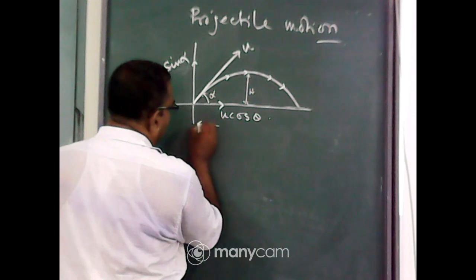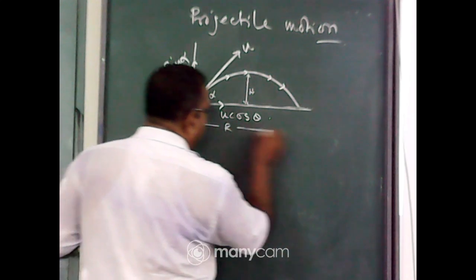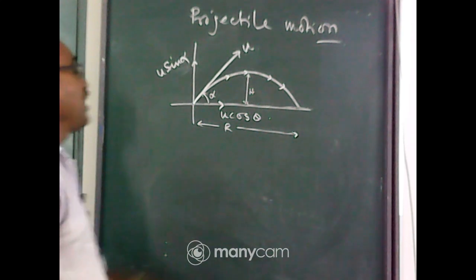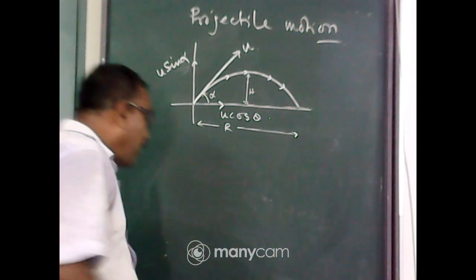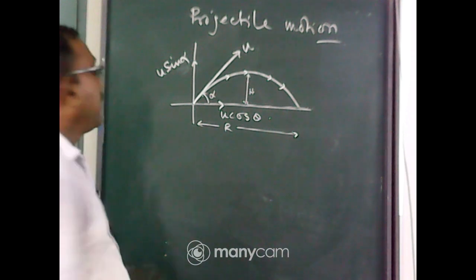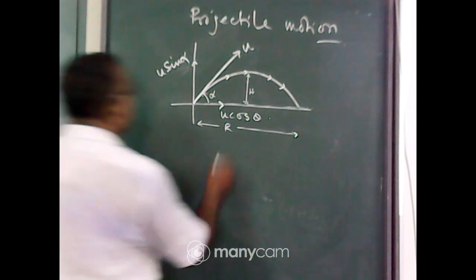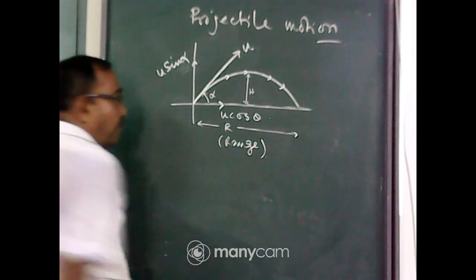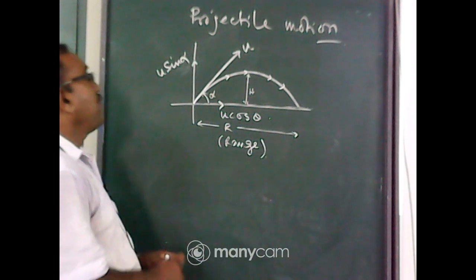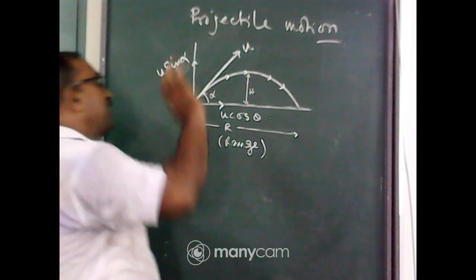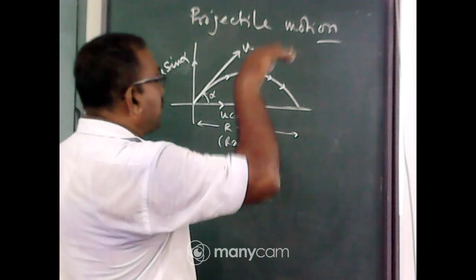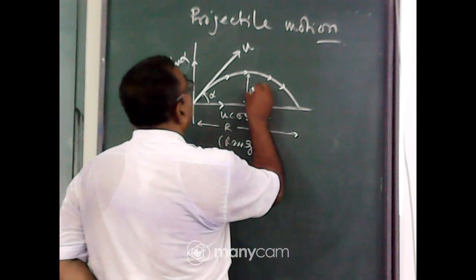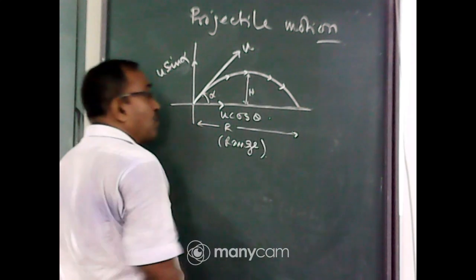The range means again the ball dropped on the surface, means it covers a distance along the horizontal direction, that is the range of the projectile motion. And the maximum height, you calculate the height, maximum height of that object or that particle or that ball.